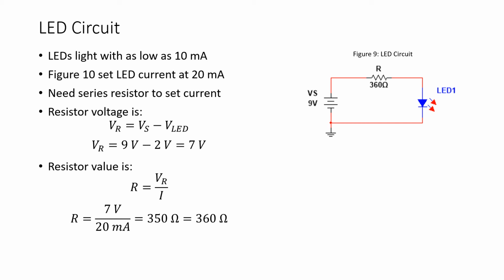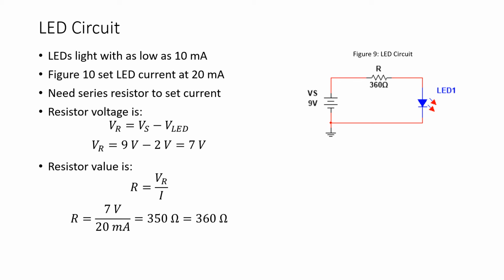And Ohm's law allows us to calculate the value of resistance required when the voltage across the resistor is 7 volts and the current flow through the resistor is 20 milliamps. We calculate a value of 350 ohms. The closest standard value of resistor is 360 ohms.